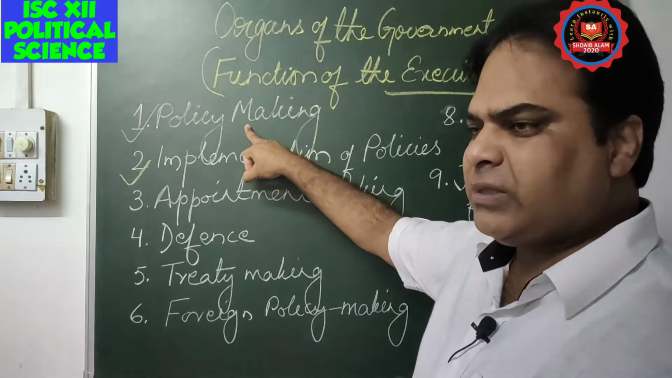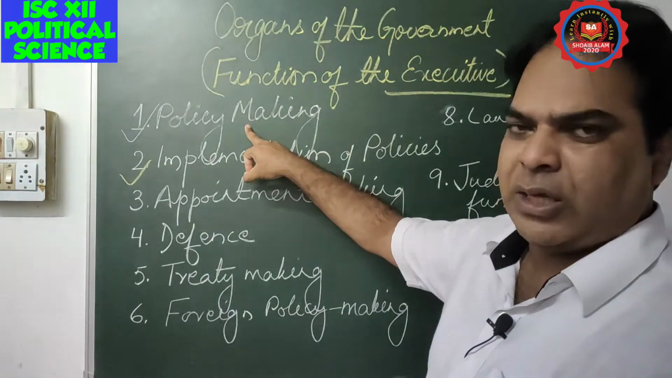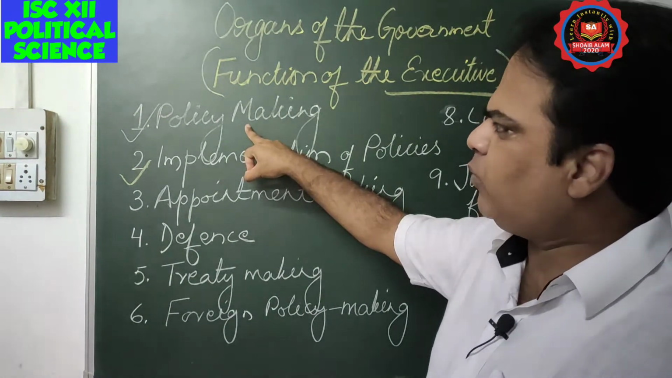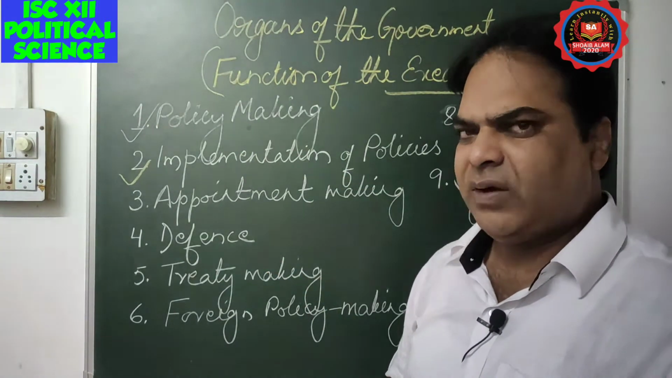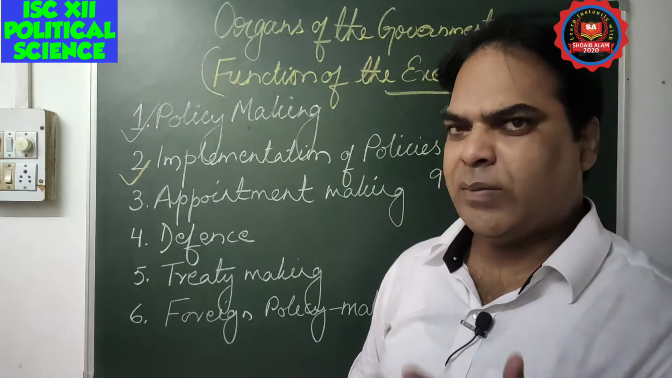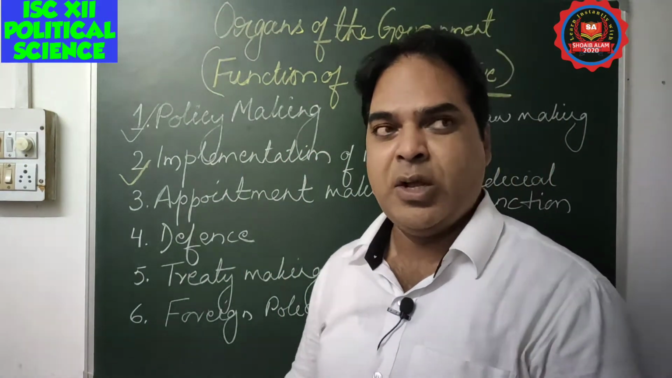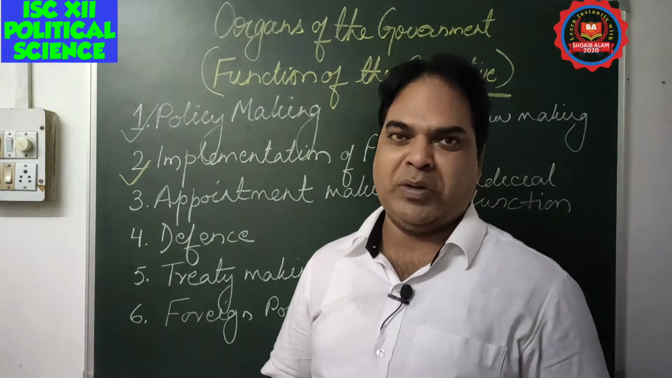So who makes the policies? The government makes the policy. Who are in the government? The Prime Minister and the Council of Ministers. Let me clear up one more thing about the executive. In India we have a federal form of government, so the union government is there as well as the state governments. In each and every state government also, the role of executives is there.